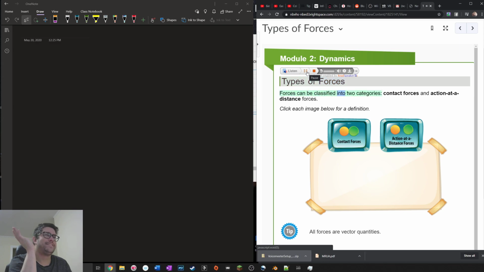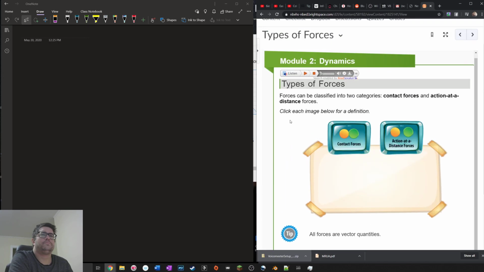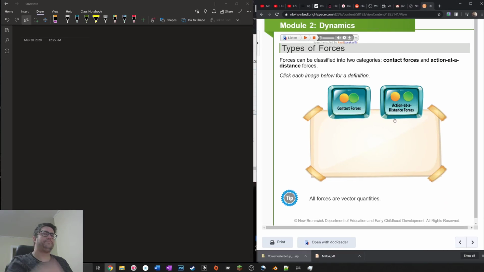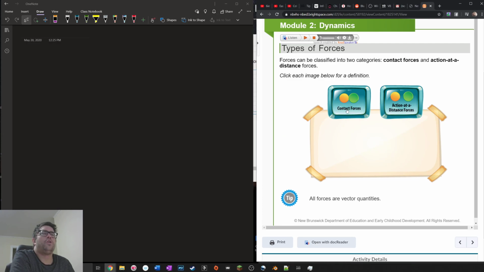Forces can be classified into two categories: contact forces and action at a distance forces. Okay, these are the pictures, they're a little distorted. Contact forces are when you physically push something else. Action at a distance might be magnets, which push or pull each other. These are forces because they cause movement and accelerate things. So there's contact force and action at a distance.